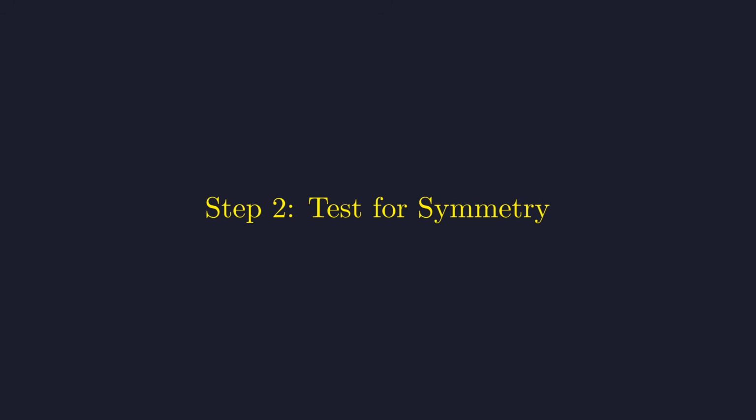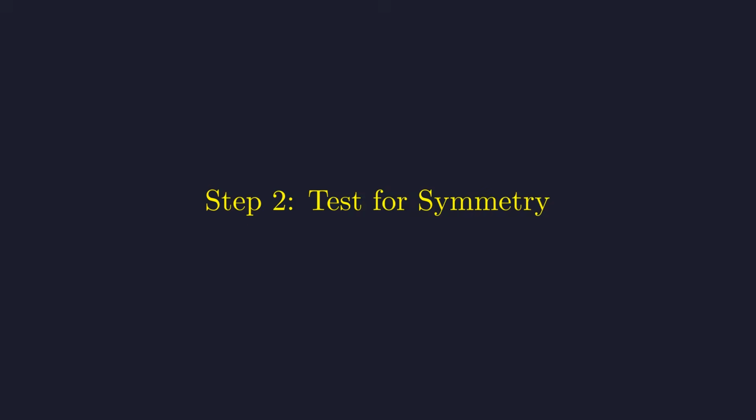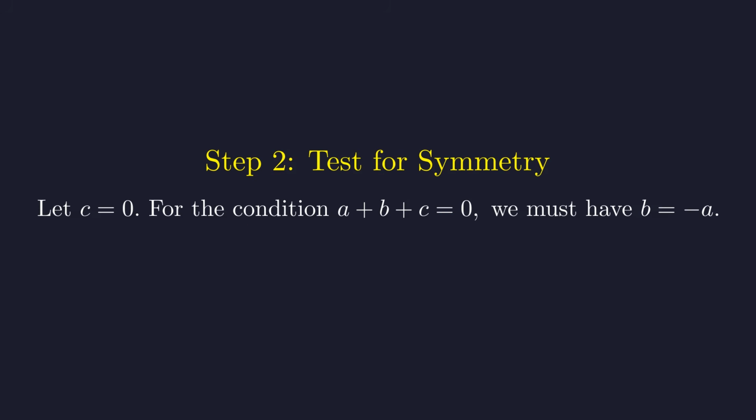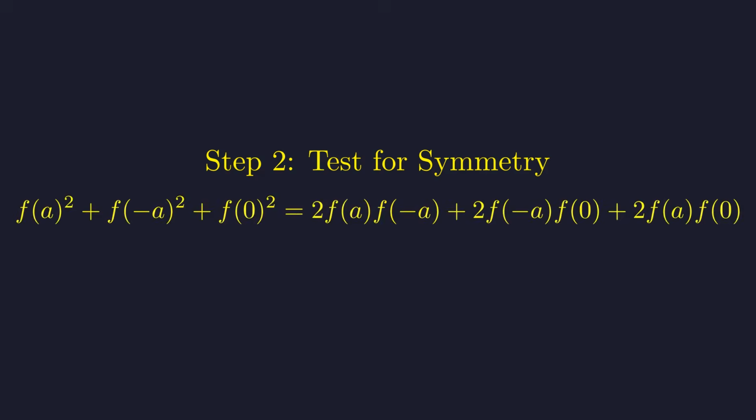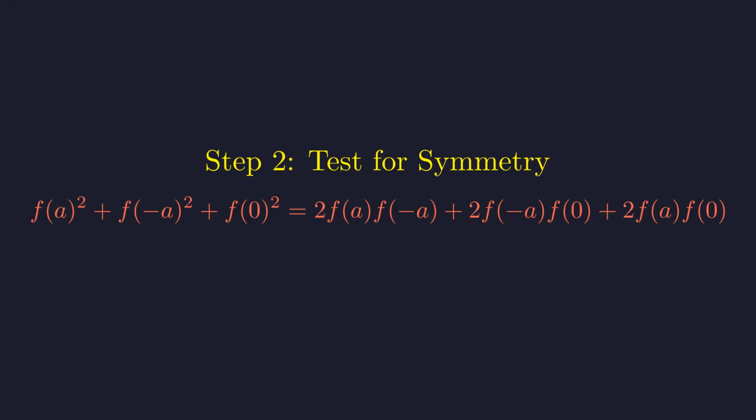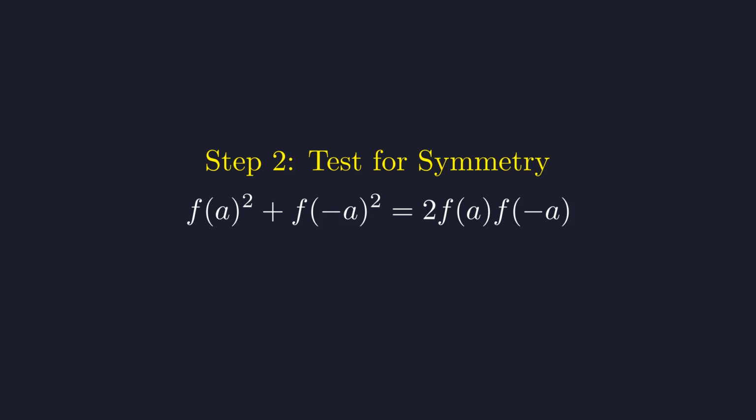Next, let's see what we can learn about the function's symmetry. Consider the case where c is 0. The initial condition forces b to be equal to negative a. Let's substitute these values into the main equation. The equation now involves f of a, f of negative a, and f of 0. Since we know f of 0 is 0, all terms involving it will disappear. This leaves a much cleaner relation between f of a and f of negative a. By moving all terms to one side, a familiar structure emerges.